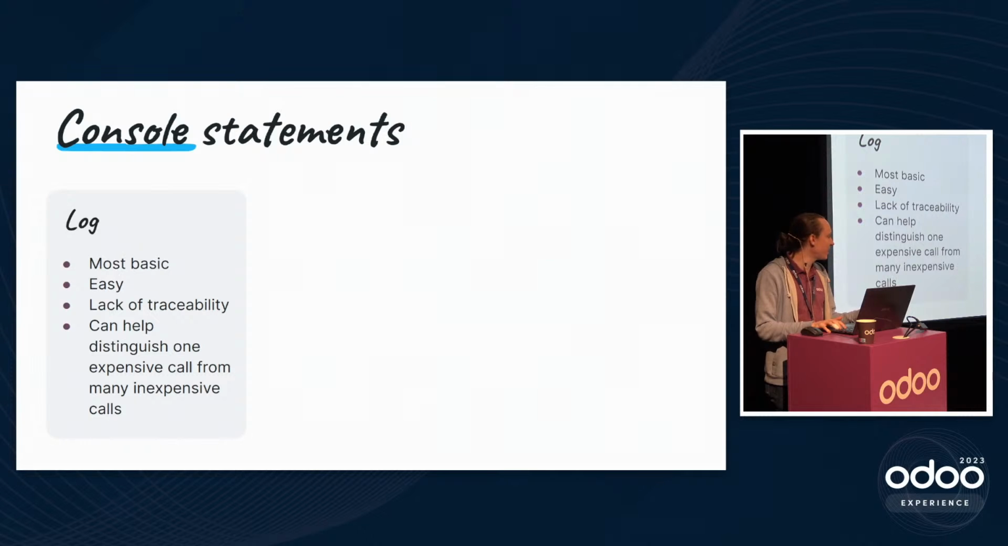But if it's only getting logged once or twice, it probably means that a function itself is expensive. So it can still be useful, even though it's a very blunt tool. I use it all the time. The next console statement that can be really useful is console.trace.